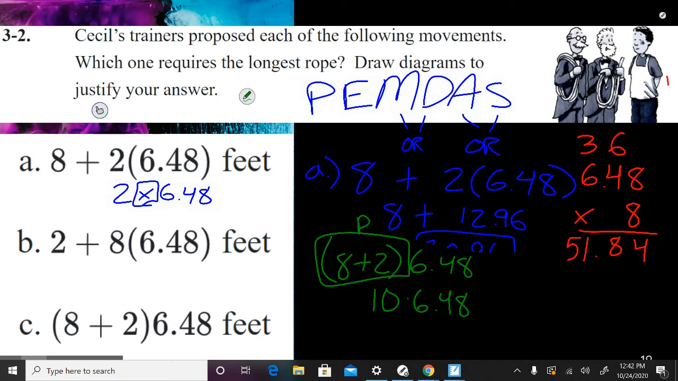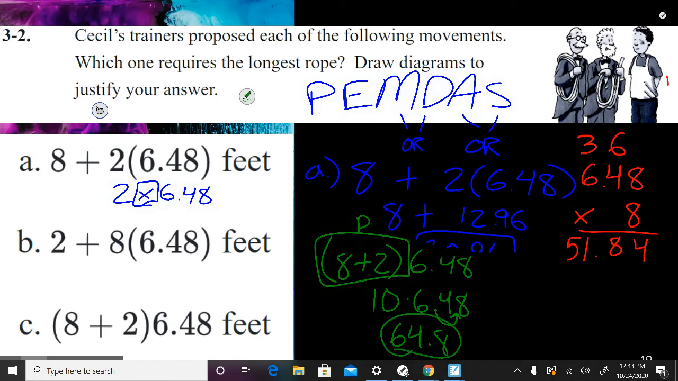So this may look kind of difficult, but really, if we're multiplying something by 10, all we have to do is move that decimal place over one spot, right? And so when we do that, we're going to have 64.8.